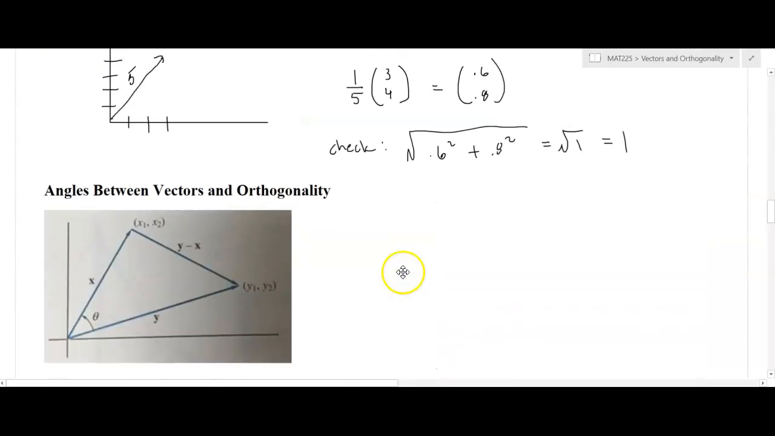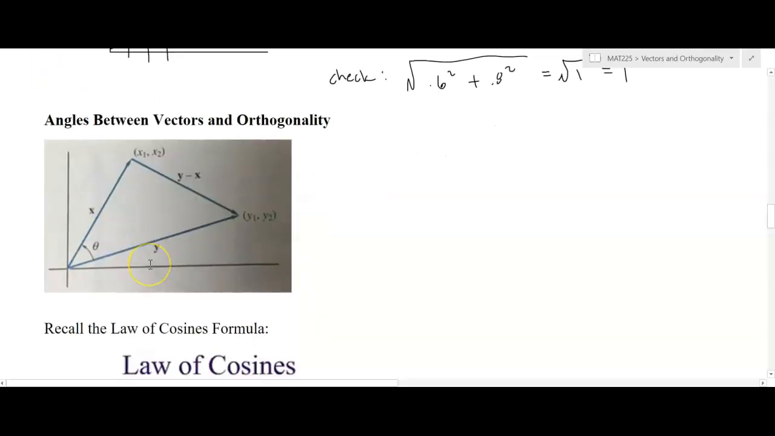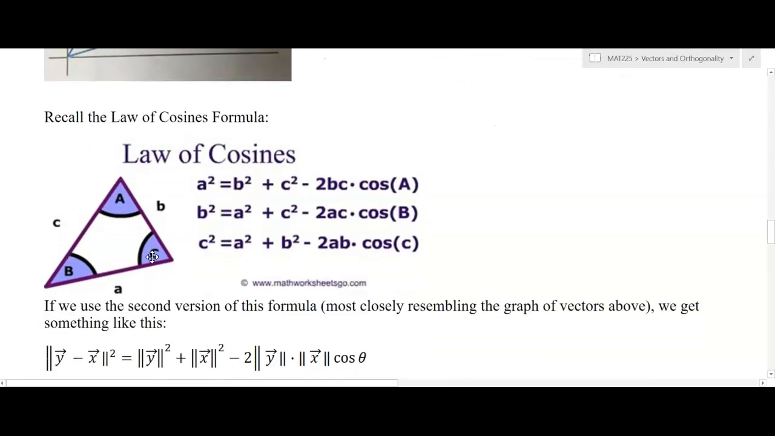And in order to find this angle, we realize that this doesn't have to be a right triangle. In fact, most of the time it's not going to be a right triangle. So none of these angles, even though this looks right, it may not be. And so we have to use law of cosines.